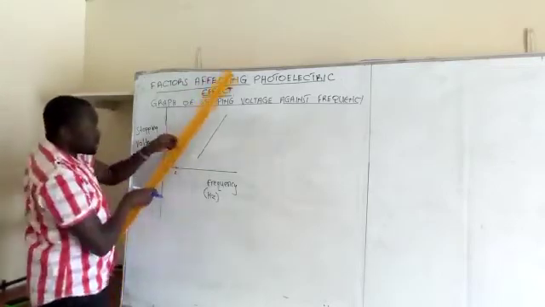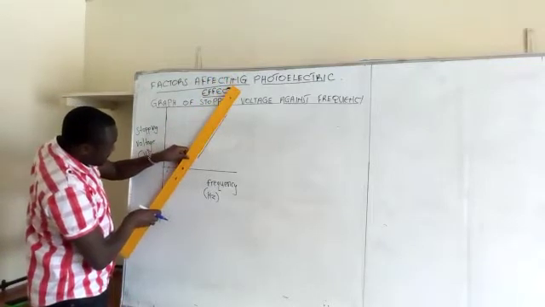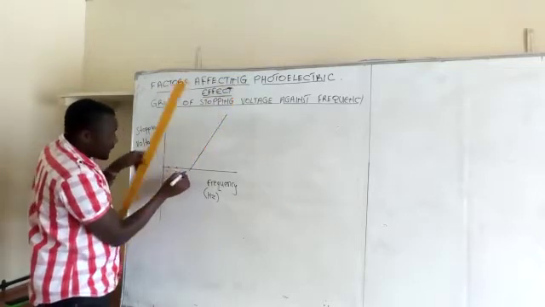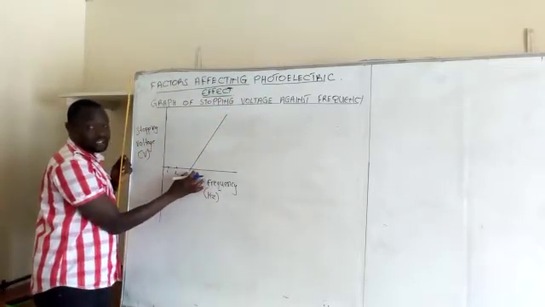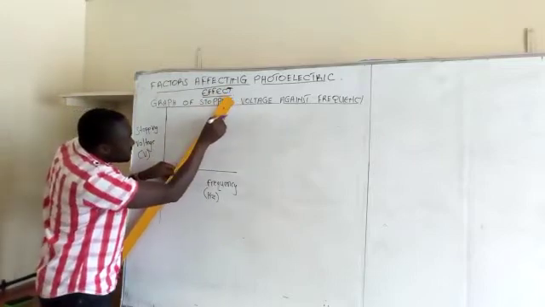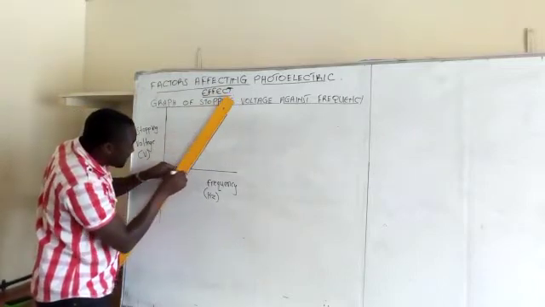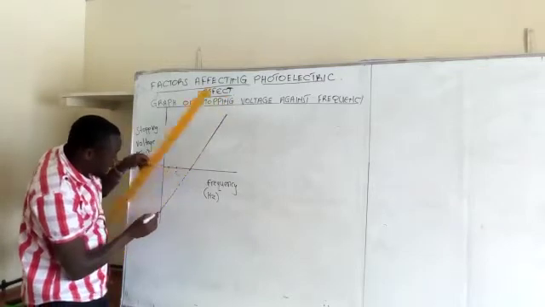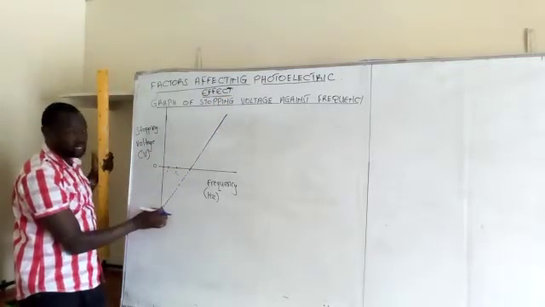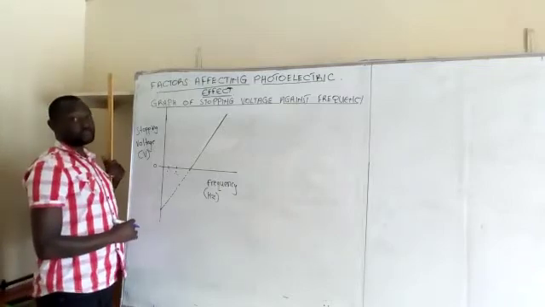And if we were to extrapolate the graph, you notice that it will cut the frequency axis at a point and it cuts the voltage axis at a negative value. You can see it's below the zero mark. It cuts it at a negative value.